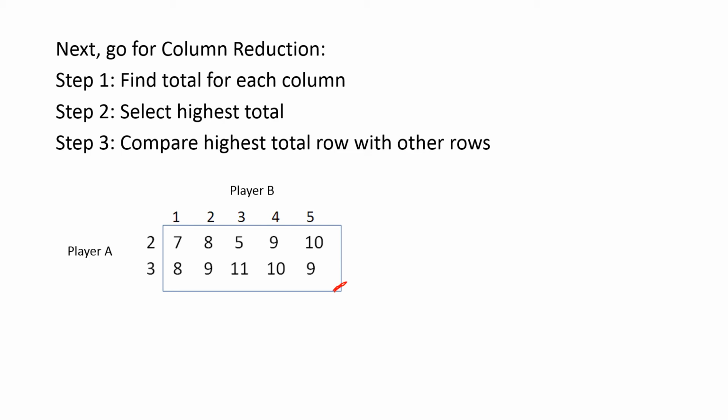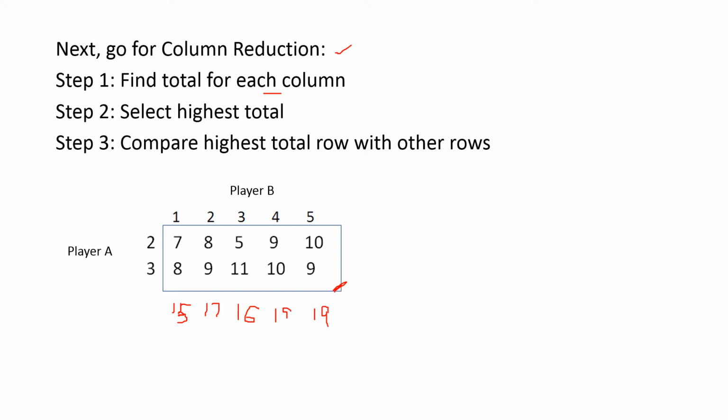Now you have to go for the column reduction. For column reduction, first step is find total for each column. So for the first column, 7 plus 8, it is 15. 8 plus 9, it is 17. 5 plus 11 it is 16. 9 plus 10, 19. And 10 plus 9 also 19.